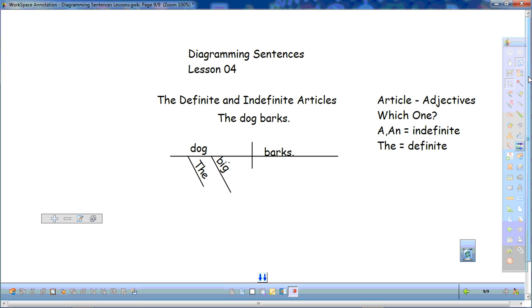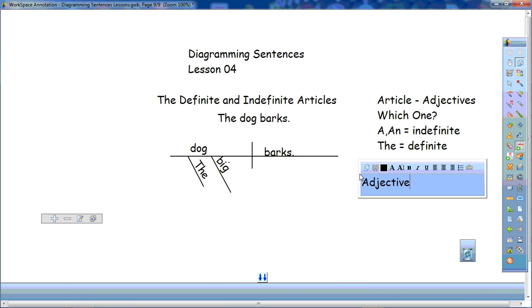And they'd all be on diagonal lines underneath the word dog that they were describing. Which dog? The dog. What kind of dog? Big dog. And so on. Those are all adjectives. They all modify the word that is the subject, which is dog. And we haven't done anything with barks yet, because those would be adverbs, and that will come with the next lesson. So, diagramming sentences with the indefinite articles also tells you how to diagram with adjectives.